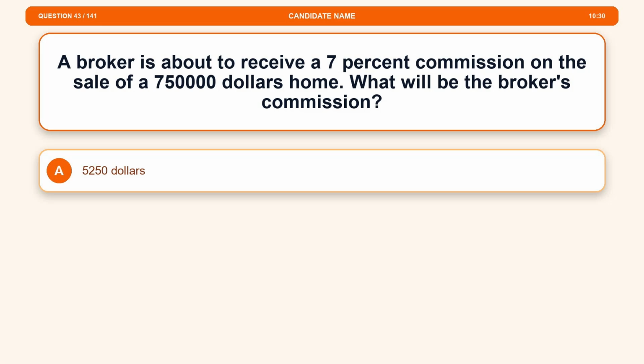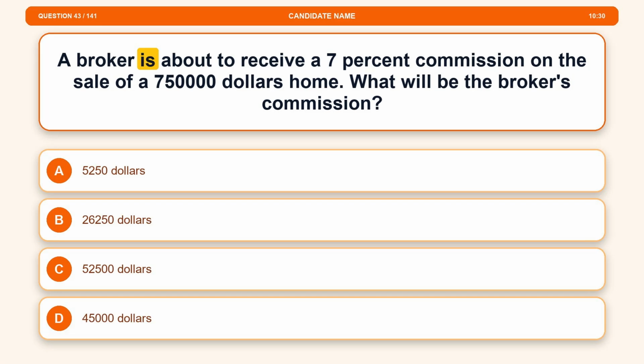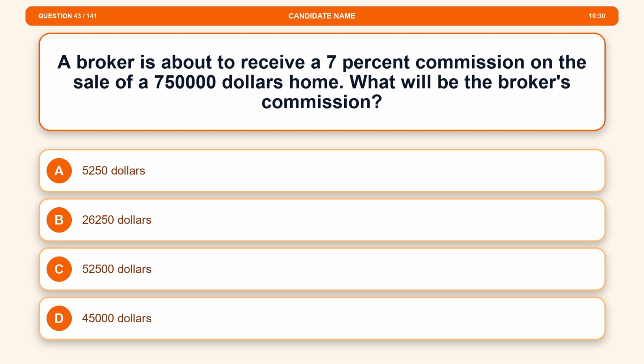Question 43. A broker is about to receive a 7% commission on the sale of a $750,000 home. What will be the broker's commission? Option A, $5,250. Option B, $26,250. Option C, $52,500. Option D, $45,000.